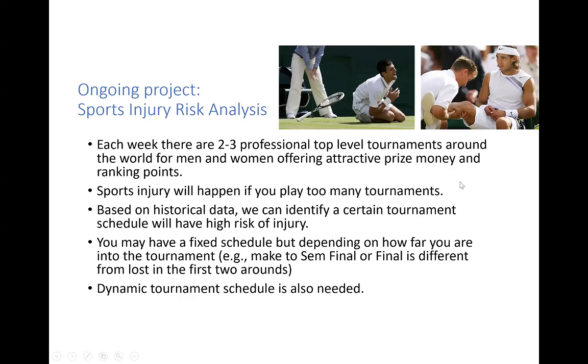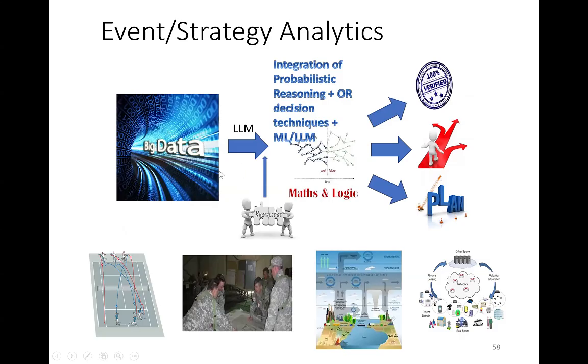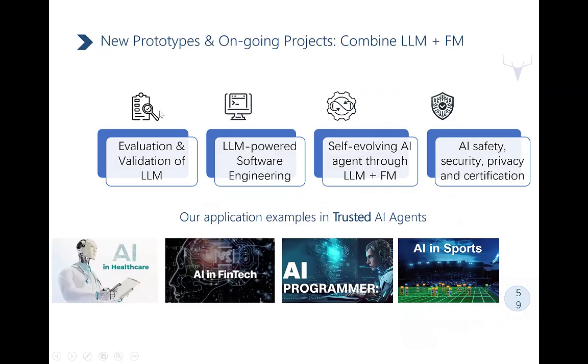We also have a project on sports injury using IoT devices to analyze sports injury. The general framework is that whatever the big video data or online data, we use probabilistic reasoning with machine learning to make decisions. It doesn't matter whether it's sports, military, environmental prediction or security. So that's the major framework idea.